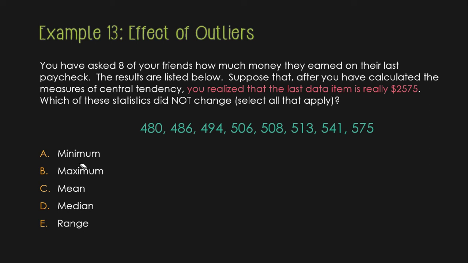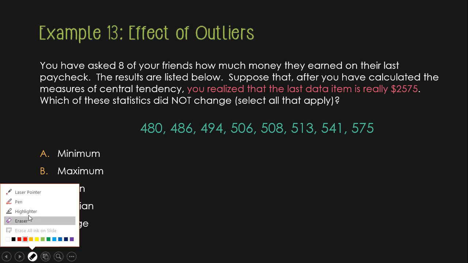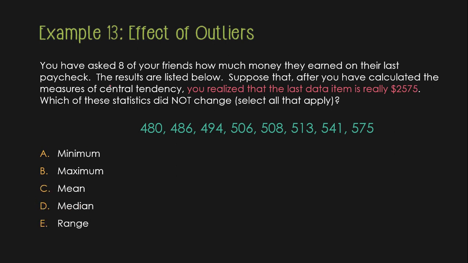In example 13, we're looking at the effect of outliers. So you have asked 8 of your friends how much money they earned in their last paycheck. Okay, the results are listed below. So here's all the results you got from your 8 friends.